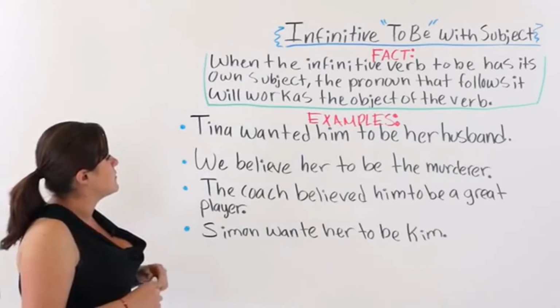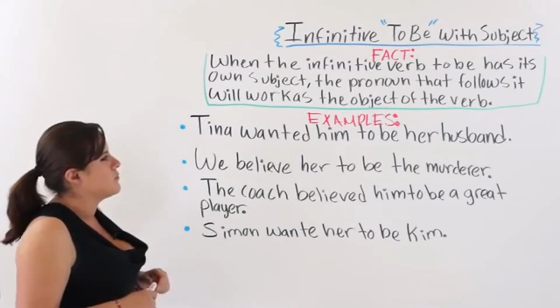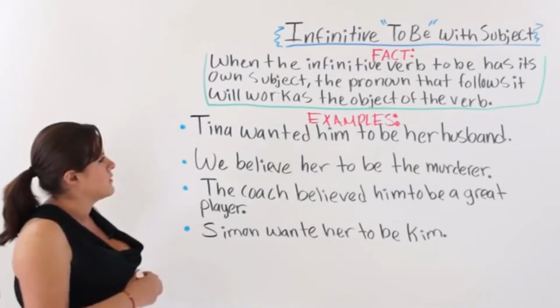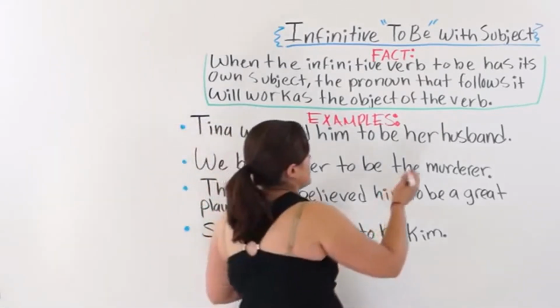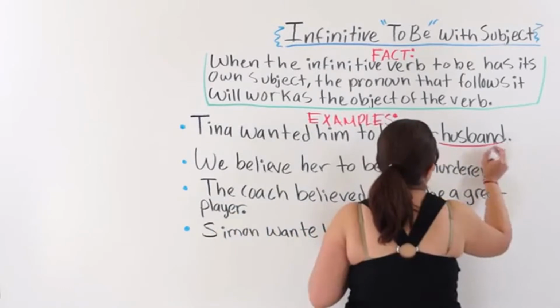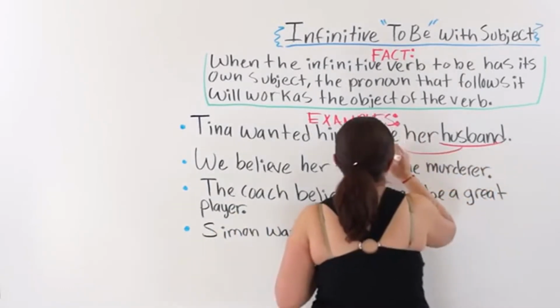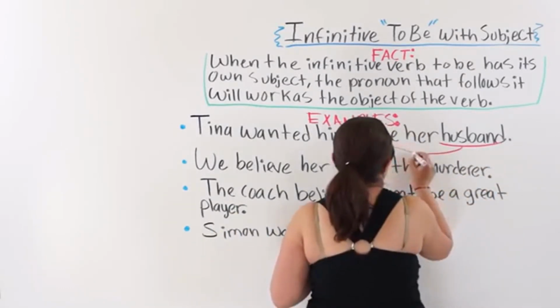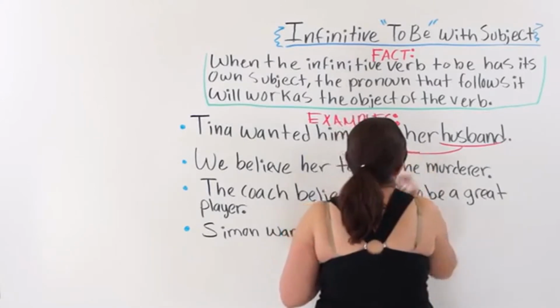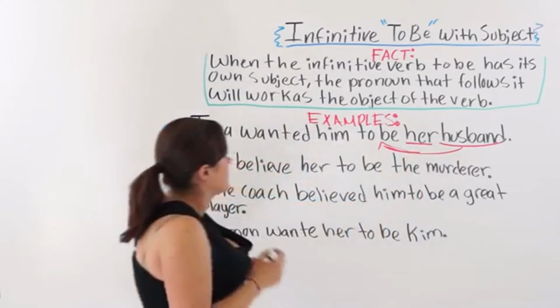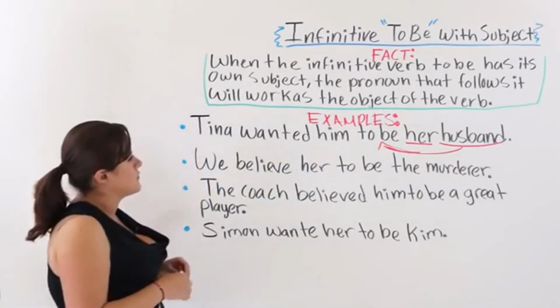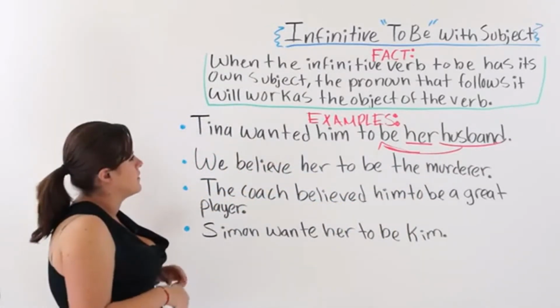The first one says, Tina wanted him to be her husband. To be her husband. So, husband here is the subject of the infinitive. That is why we are using an object pronoun, him. Tina wanted him to be her husband.